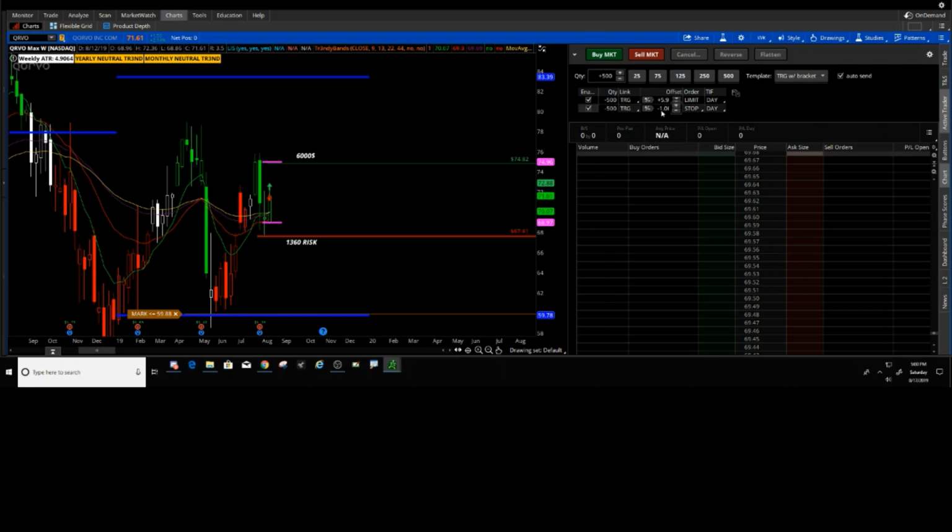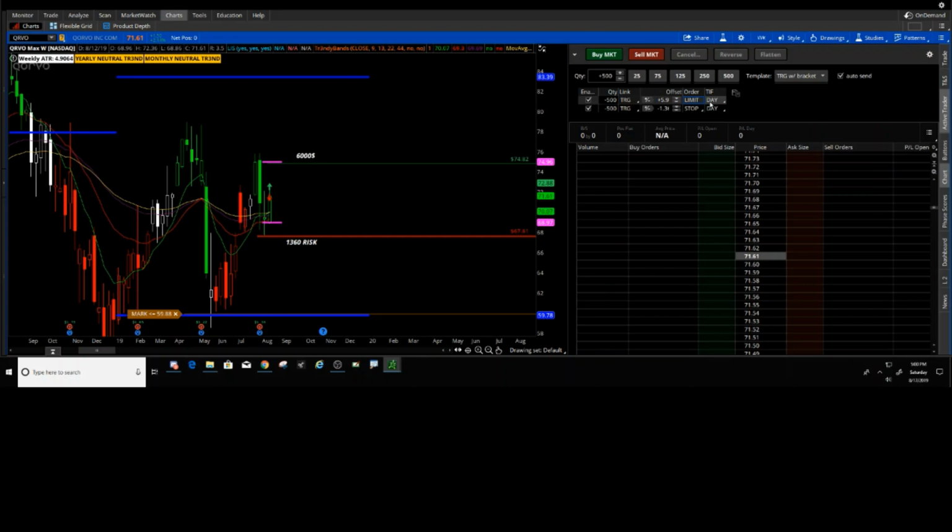And we are risking, I think we said $1.36. And then after you put these in, you want to hit enter just to make sure they're good. You can see here the time and frequency, day. Okay. You can put the GTC on here, good till canceled.